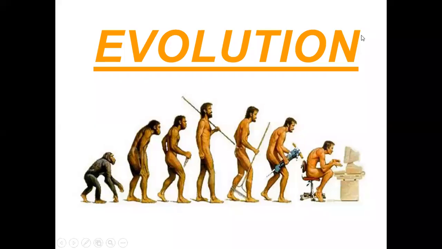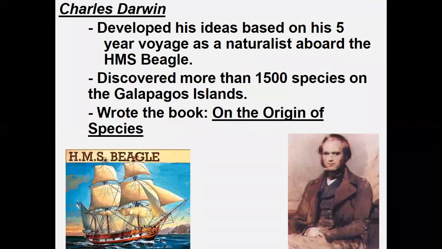Welcome to our unit on evolution. Hopefully you know that Charles Darwin is the father of evolution. He spent 5 years on Her Majesty's ship, the Beagle, and he sailed around the world and discovered many organisms. 15,000 species on the Galapagos Islands alone. He also wrote a groundbreaking book called On the Origin of Species, which explained how species changed over time.